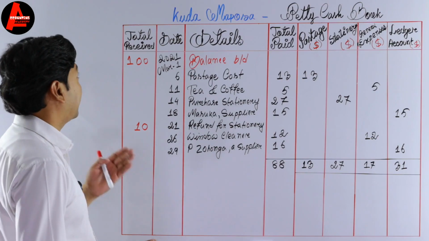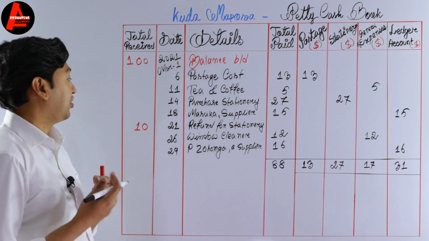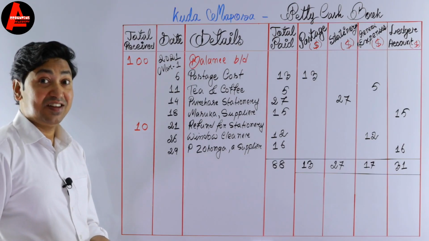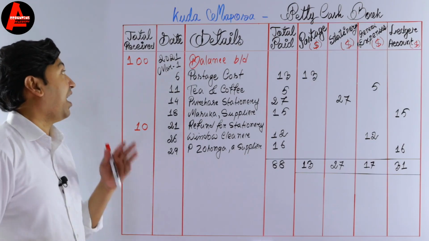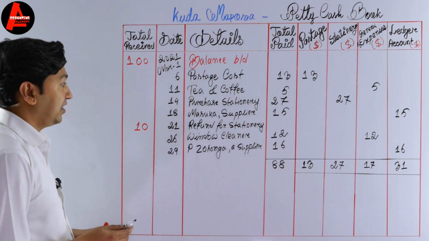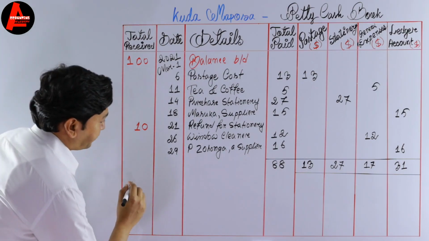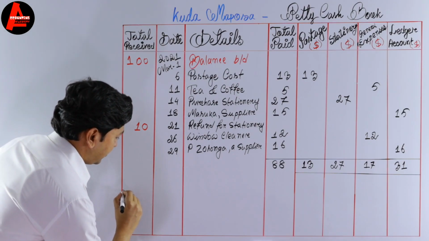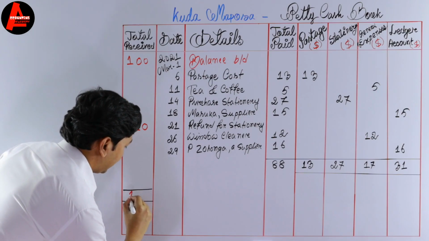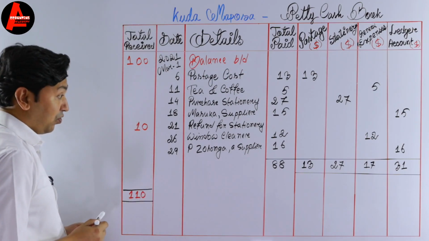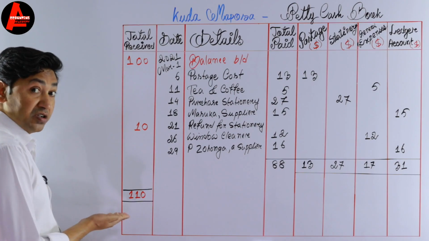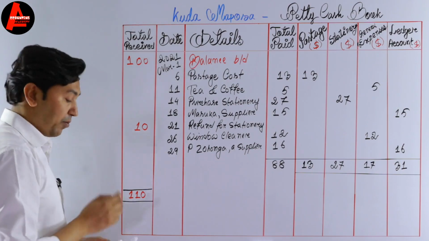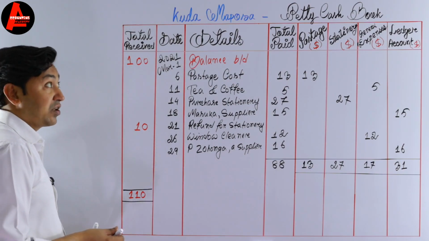Okay, now what to do? Now we will come here on the total receipt column. So here we have two amounts, $100 and $10. Yeah, so now if we add these two amounts, what we get? We get here $110. Yeah, so let us write here 110. Okay, now we will take this total here on the total paid column. Same amount, just transfer the total to the paid column.